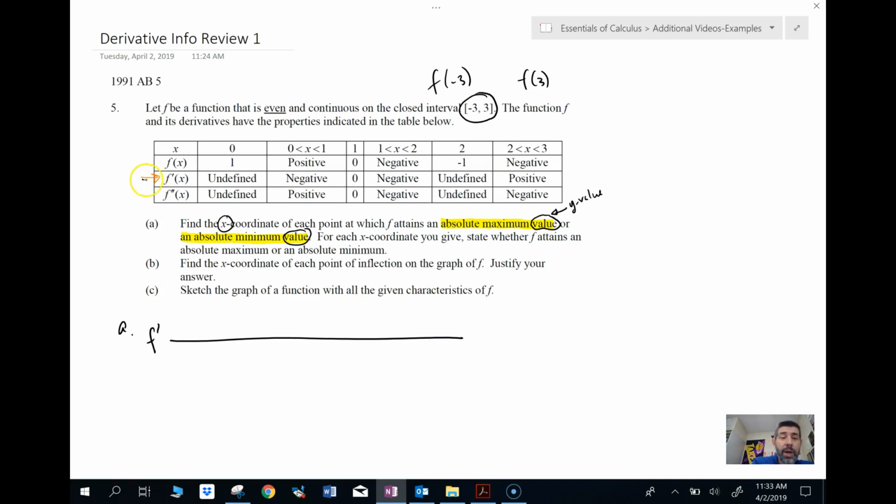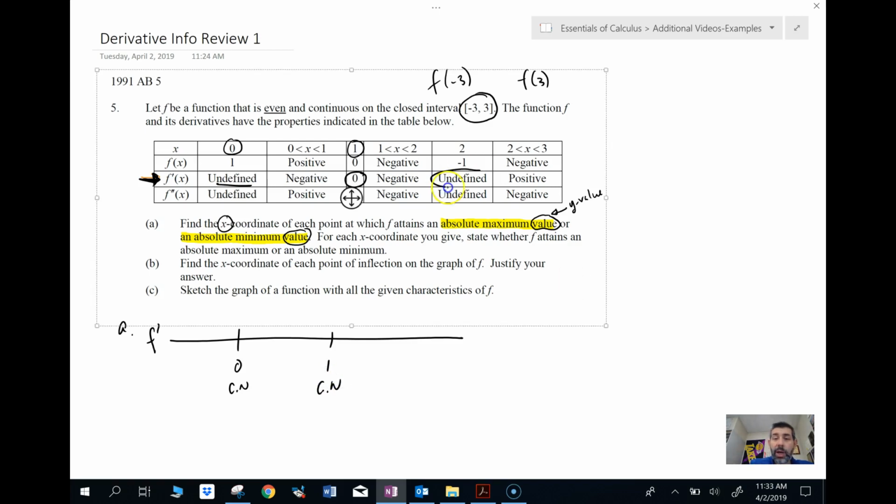So I'm going to look at f prime. Usually on the AP exam, they want you to look at f prime first. And it's undefined at 0. So we are going to need 0. That is a critical number because it's undefined. It's 0 at x equals 1. So at x equals 1, I've got a critical number here.